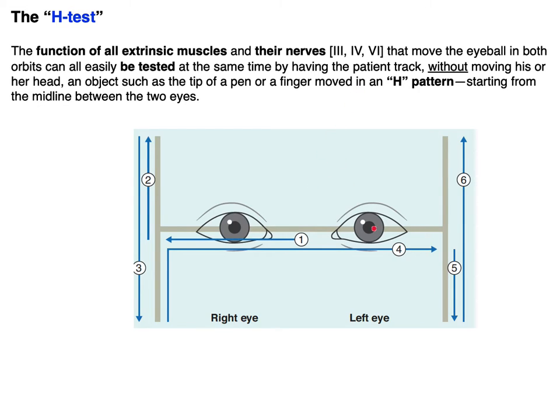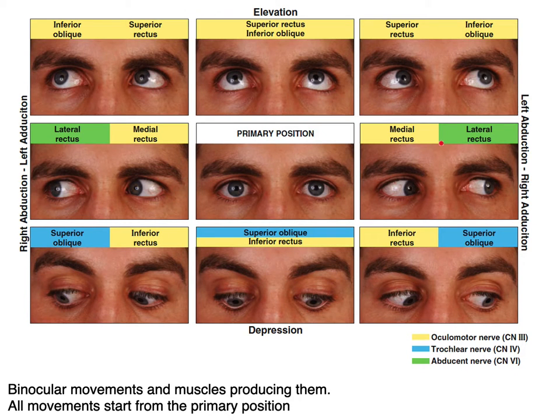So the arch test, which is common, you ask the patient to look at you, then you follow the arrows. You are looking in an arch shape, right? 1, 2, up, then down, then back to the left side, down and up. So you're testing all muscles.